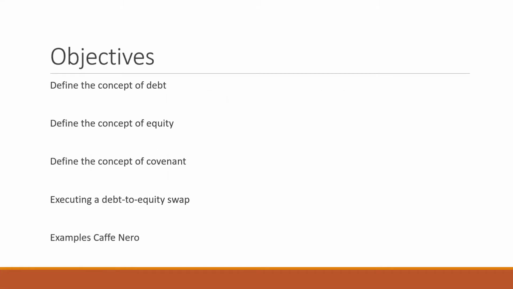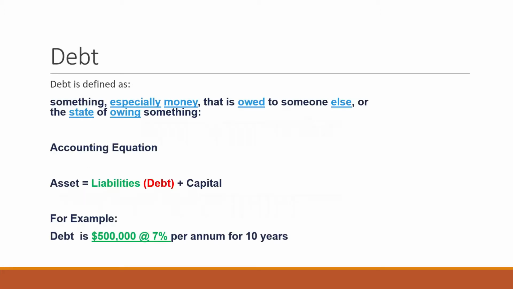Now, let's look at the concept of defining debt. What is debt? And we're also going to look at what is equity, and then we're going to move on to the concept of covenant. And then finally, we look at the debt to equity swap concept being demonstrated, and then we look at an example. Now, what is debt?